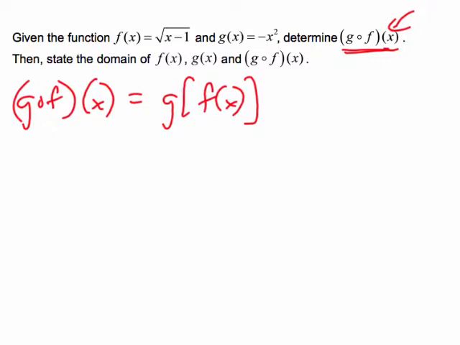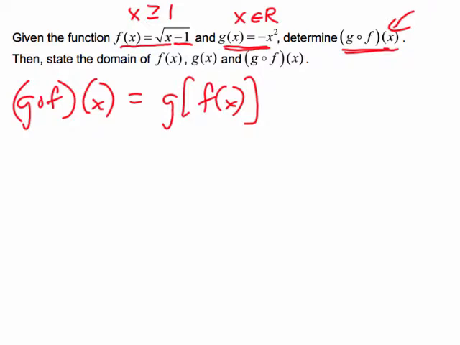So on f, it's a square root graph. We know the radicand must be positive. So our domain is x is greater than or equal to 1. And our g of x is a parabola opening down. So x, all real numbers, is our domain here.